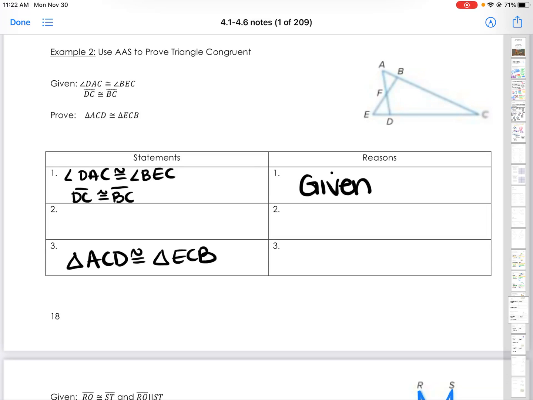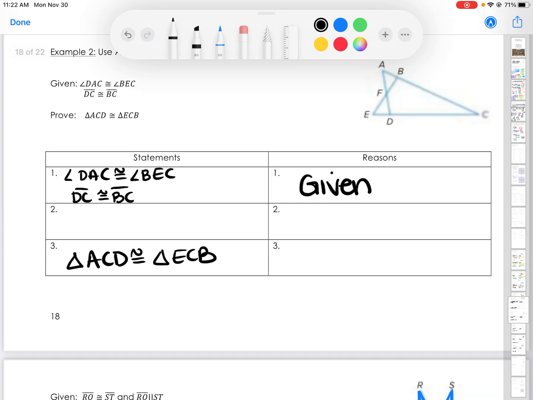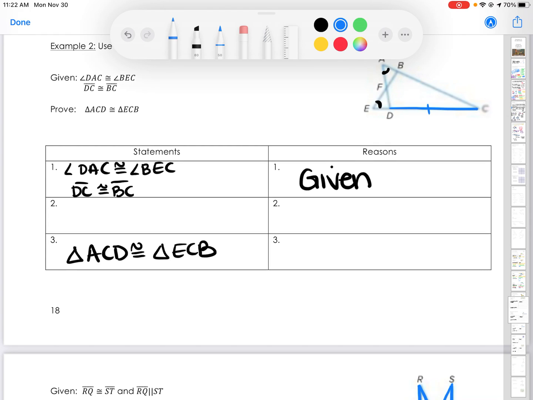All right, for this next one, we want to use angle, angle, side, which means we want two angles and then the side that is not in between them. Okay. So we have that angle DAC, that's this angle right here, is congruent to angle BEC. So that's this angle over here. So let's make that a little less complicated and we'll just mark them off without all the extra lines. So this angle and this angle are congruent. That's given to us. We're also told that DC, from here to here, is congruent to BC, from here to here.